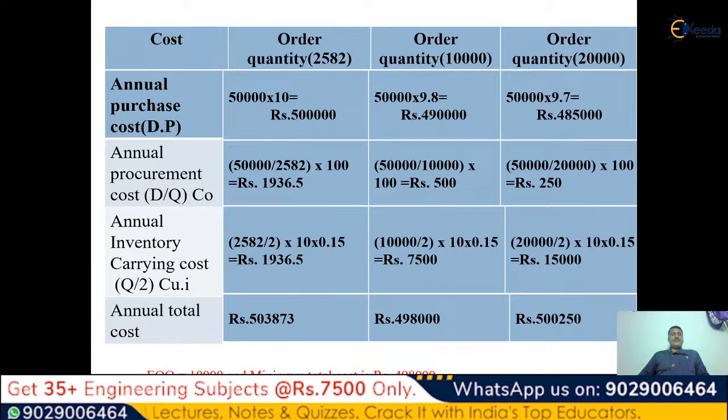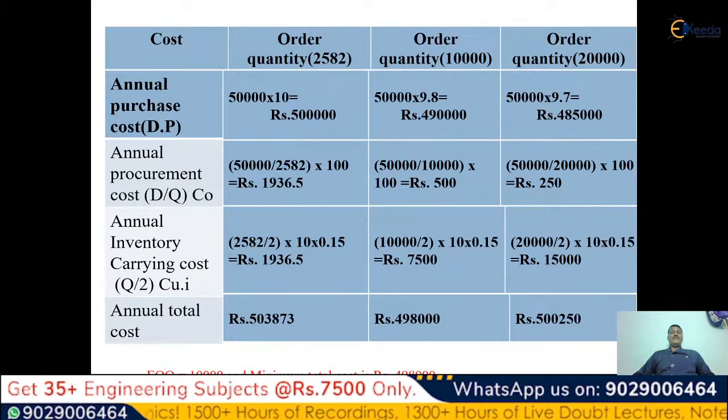When the annual inventory cost is included, it gives us rupees 1936.50, rupees 7,500 and rupees 15,000, where the annual total cost is 5,03,873, 4,98,000 and 5,250,000. Hence, the EOQ is given for the minimum order quantity of 10,000 and the minimum total cost is 4,98,000.